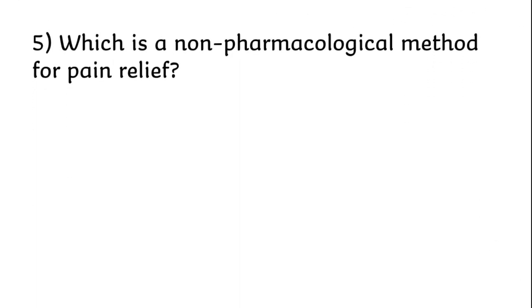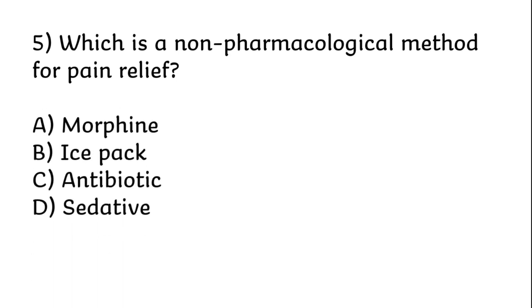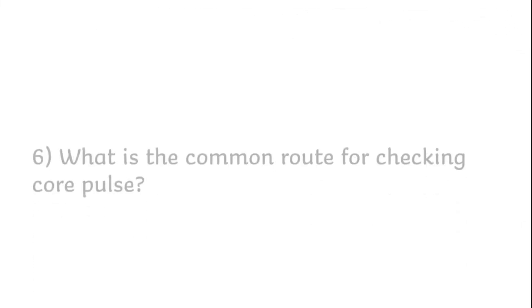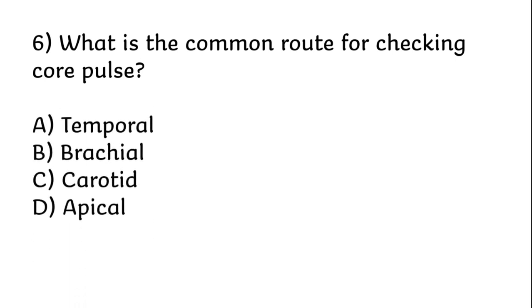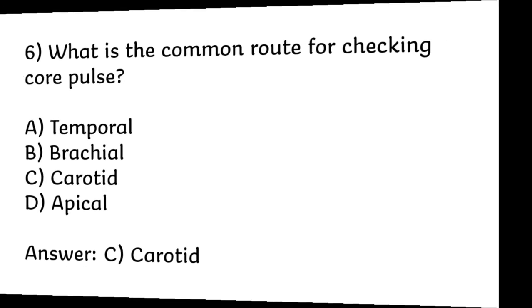Which is a non-pharmacological method for pain relief? Morphine, ice pack, antibiotic, sedative. Correct answer is option B, ice pack. What is the common route for checking core pulse? Temporal, brachial, carotid, apical. Correct answer is option C, carotid.